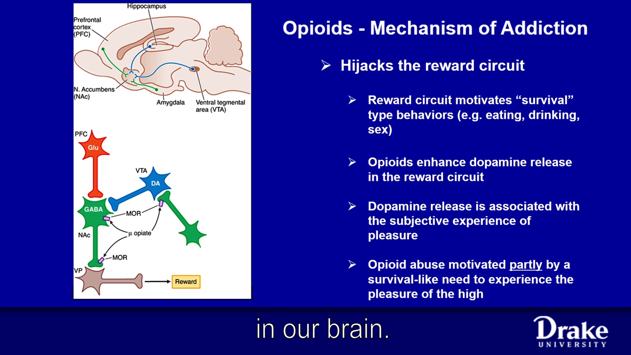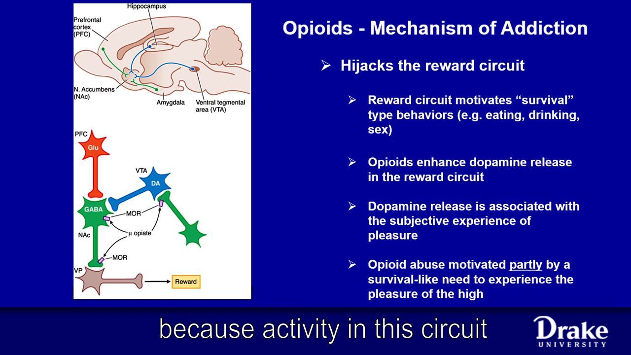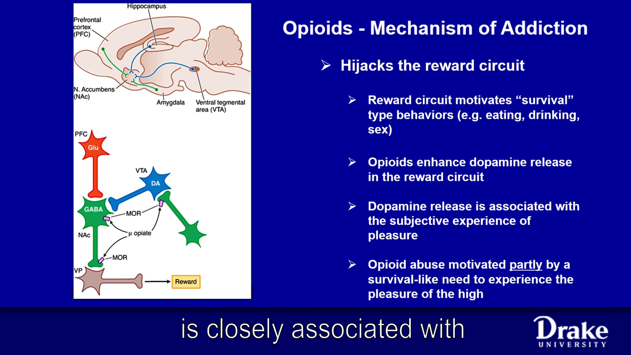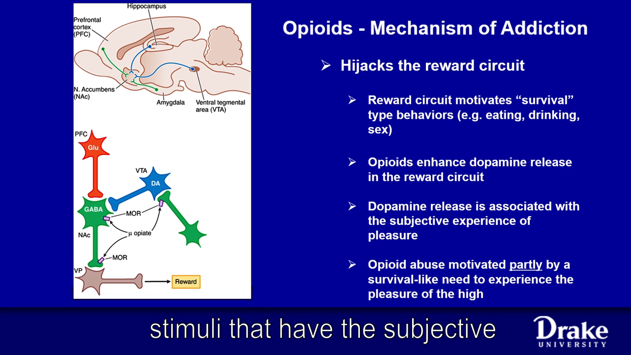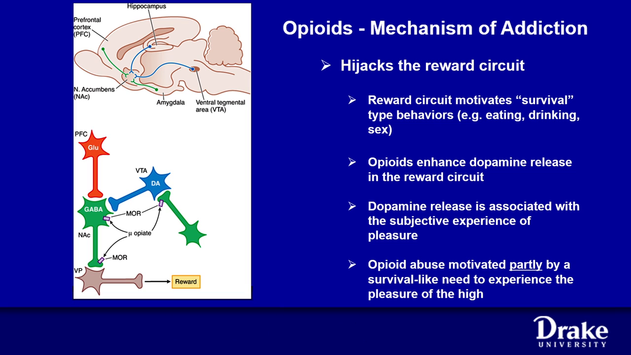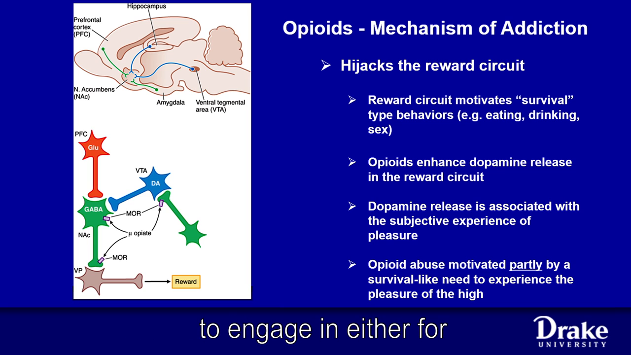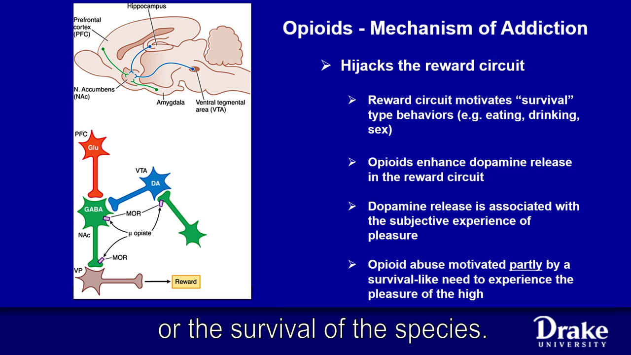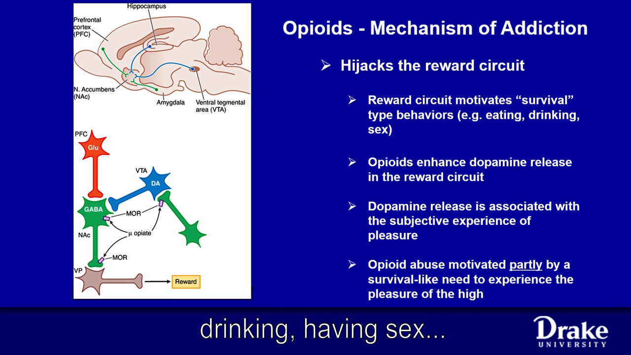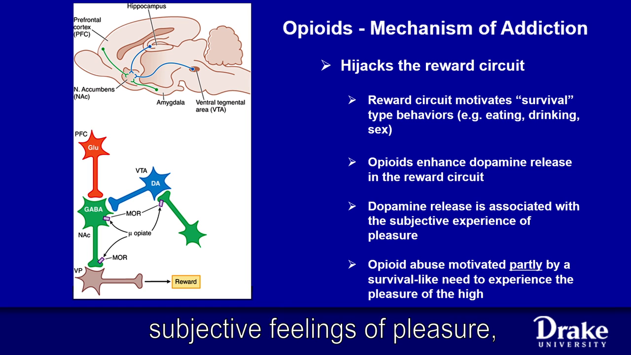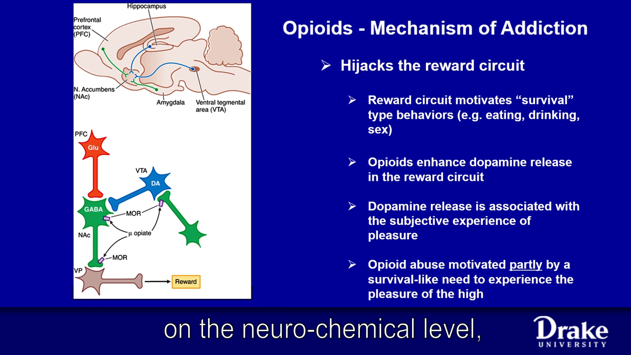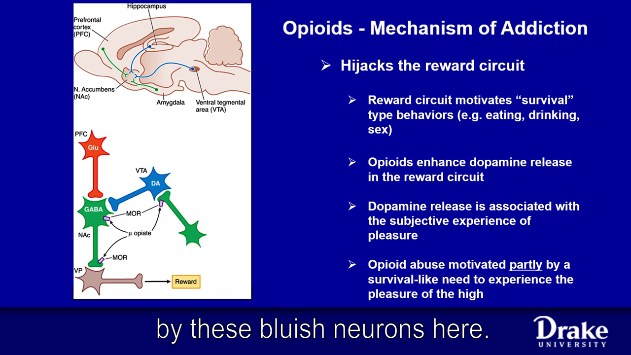The reward circuit is a circuit in our brain. A way to describe it in simple terms is that it motivates survival type behaviors, because activity in this circuit is closely associated with stimuli that have the subjective feature of being pleasurable. Many of these pleasurable activities are survival type behaviors that the organism needs to engage in, either for the survival of the individual or the survival of the species. So these are things like eating, drinking, having sex. All of these activities are closely associated with subjective feelings of pleasure, and on the neurochemical level, with the release of dopamine by these bluish neurons here.